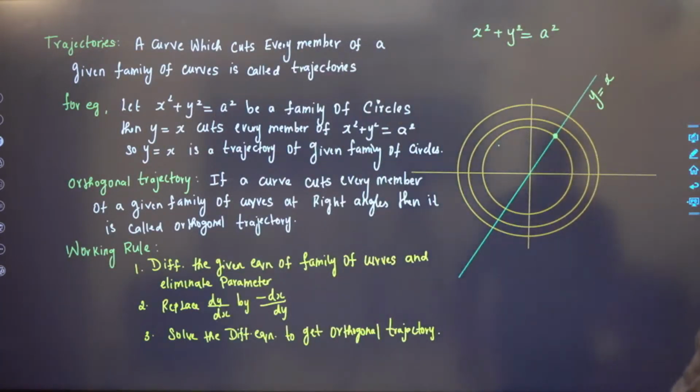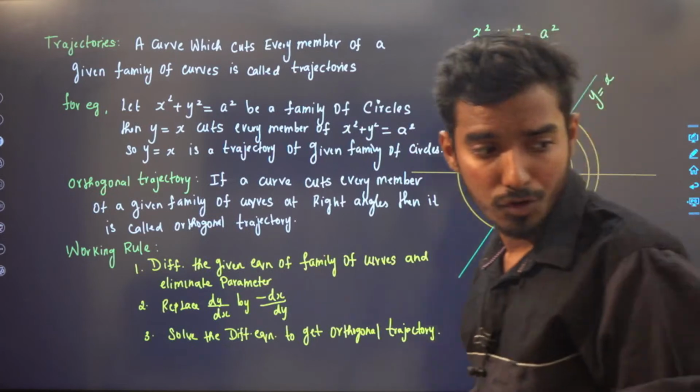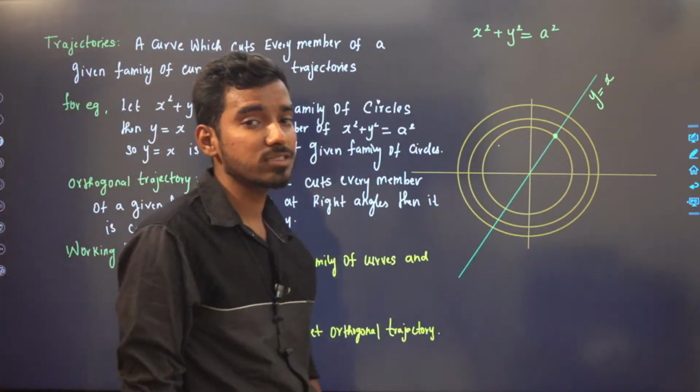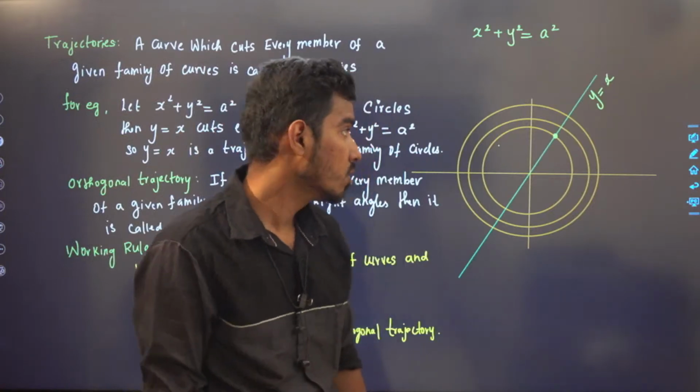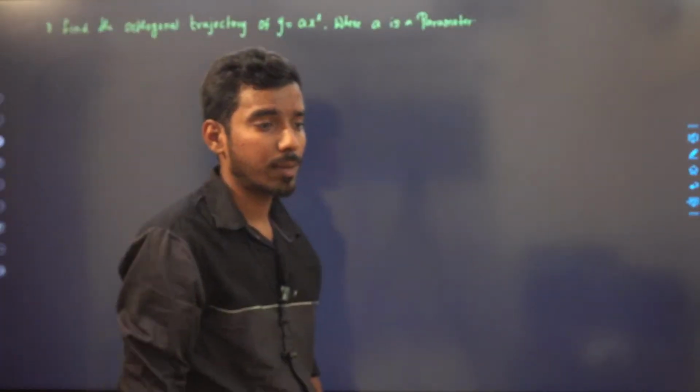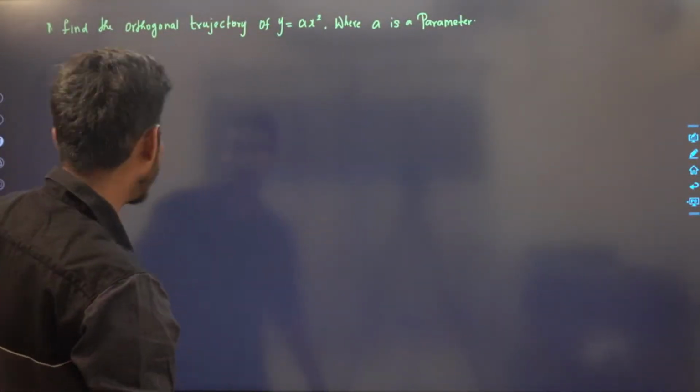So in the exam, they will give a family of curves. You have to find the orthogonal trajectory. That means you have to find a curve that cuts every member in the family, as well as cuts at right angles. That's it. So we'll move on to problems. In this class, I'm going to do 7 problems based on orthogonal trajectories.